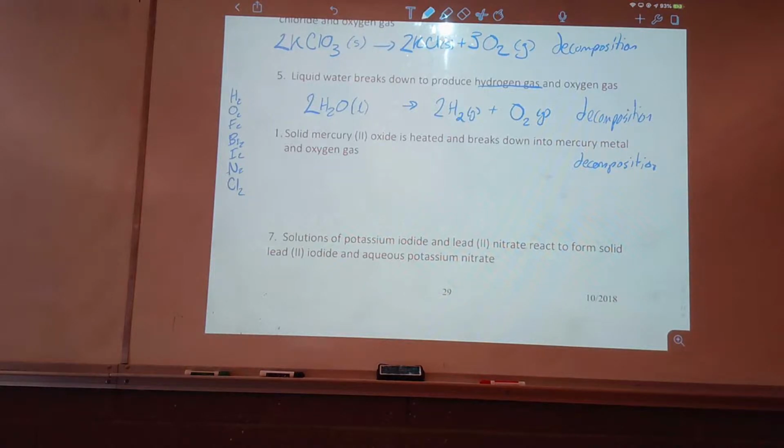So the second part is right. Lead has a 2 plus charge, right? And iodine has a -1. So if you're crossing lead with iodine, yeah, it equals each other out. This is 2 plus and -1. So remember you put the crisscross, you bring the charges down.